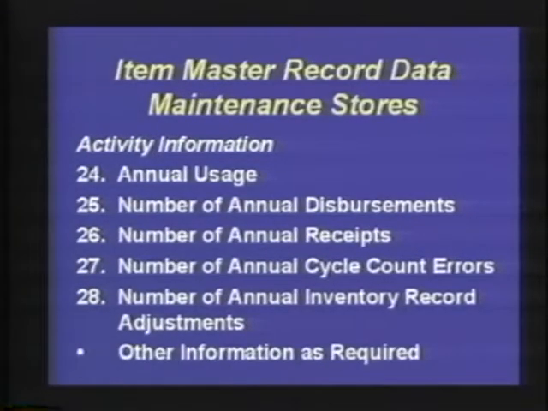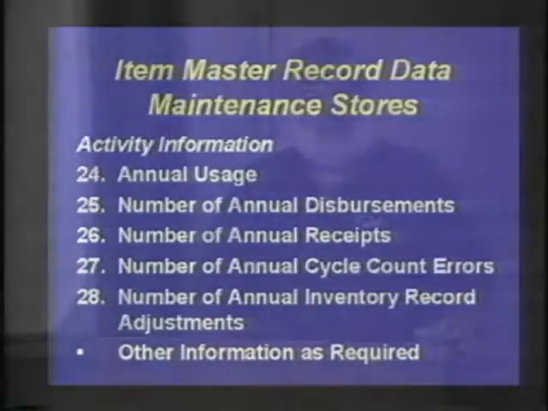Now, there's a note at the bottom of the page which indicates other information as required. And again, here's something that you could add to the item master record. As I said previously, this is an opportunity to put together all of the data elements that the 4 individual planning and scheduling functions would require.